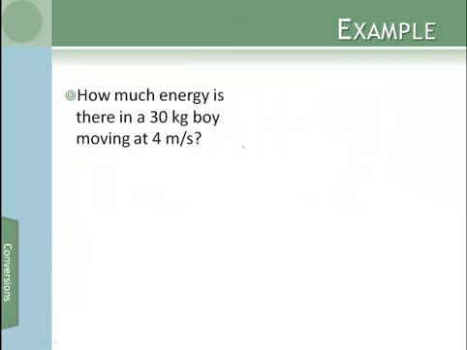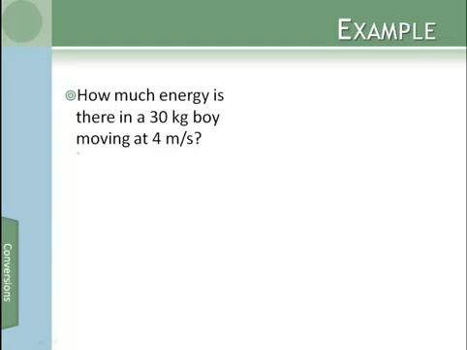Alright, let's look at an example. But before I do, I did promise that I would say hi to one of my students. So, hi Jess. Now, how much energy is there in, say, one of those boys that you might be babysitting and he's just running around and bouncing off the walls and everything? I mean, really, seriously, how much energy does he have stored up in him?